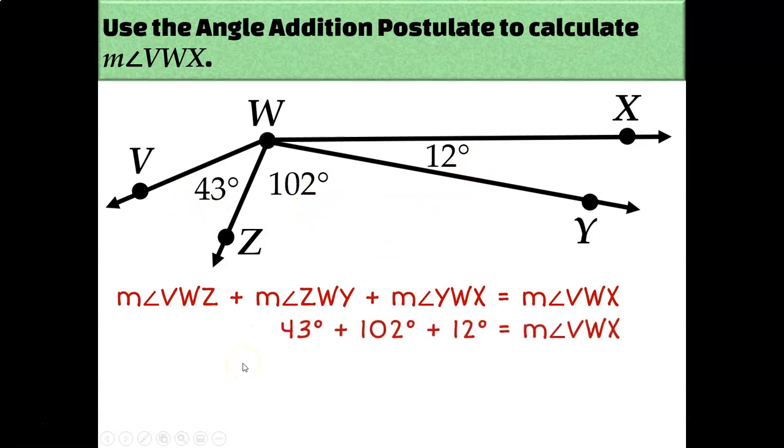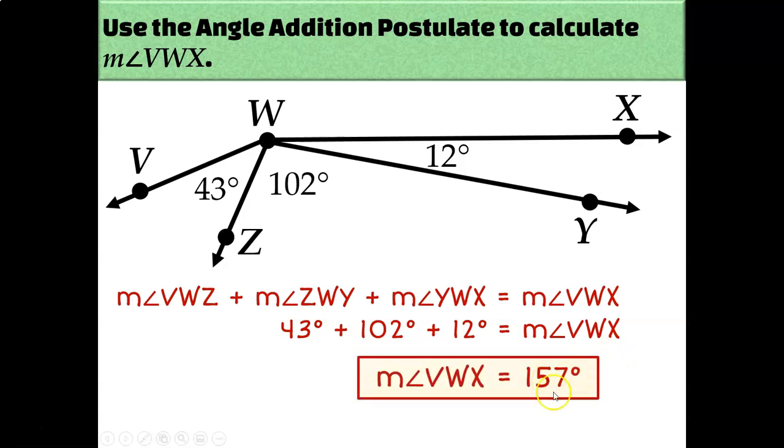It would look like this: 43 plus 102 plus 12 equals the measure of angle VWX, and if I add up all three of those numbers, I get my answer of 157 degrees. So as you can see, it's very similar to what we learned about in the previous video. It's just kicking it up a notch. Instead of only having two angles that we're adding together, we'll have three or more.